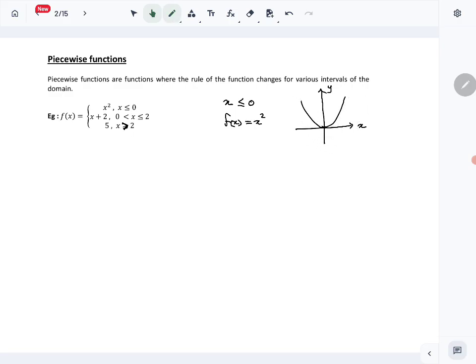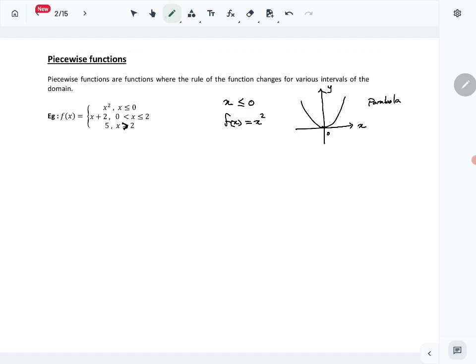This is called a parabola with the vertex at the origin. And it's going to be a symmetric shape, symmetric about the y-axis, right?